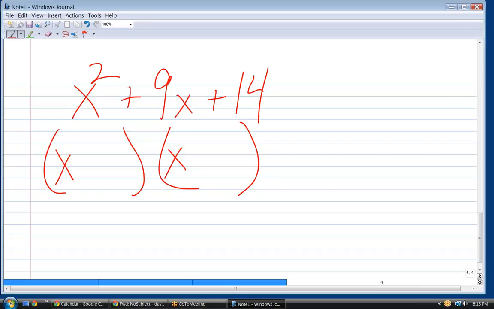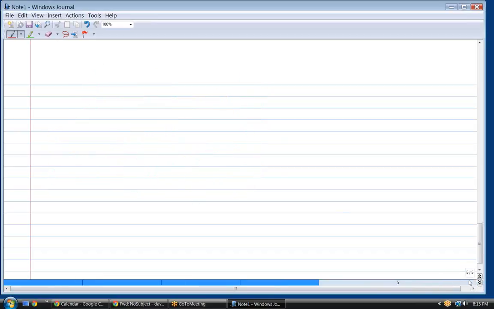So x plus 5 and then x plus 3. We need factors. Or 4, my bad. So x plus 4. Hold on. These two numbers have to multiply to 14. Oh, that's right. So 7 times 2. So x plus 7 and then, and they have to add to 9. So that's the correct answer. Okay.